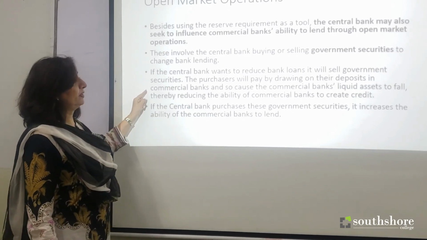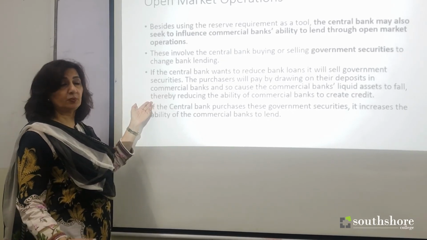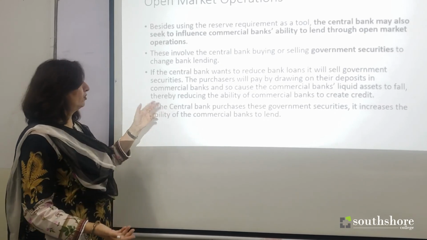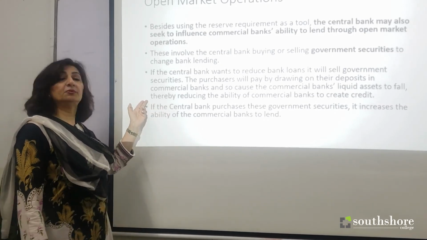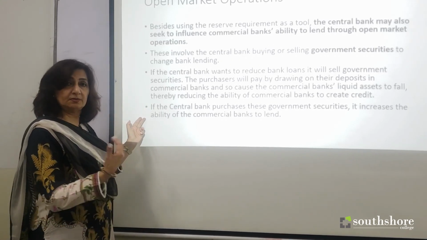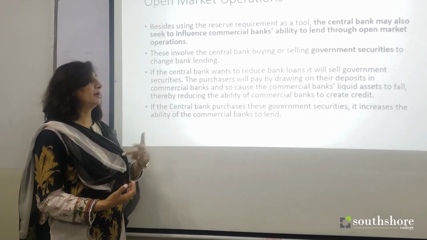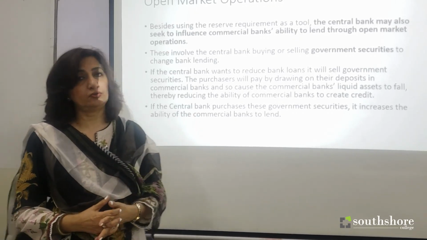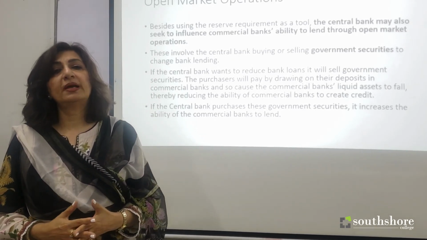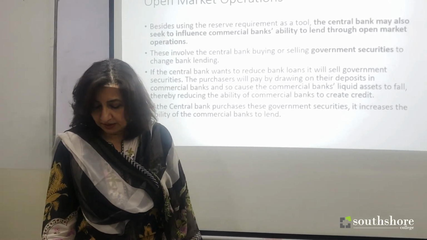The purchasers will pay by drawing on their deposits in commercial banks, and so cause the commercial banks' liquid assets, which are the operational balances sitting with the commercial banks, to fall, and that will reduce the ability of commercial banks to create credit. Conversely, if the central bank purchases or buys these government securities from the people, then it increases the ability of the commercial banks to lend, like I explained. Alright, so these are two ways in which the ability of the commercial banks to create credit will go up or down, leading to an increase or decrease in money supply.